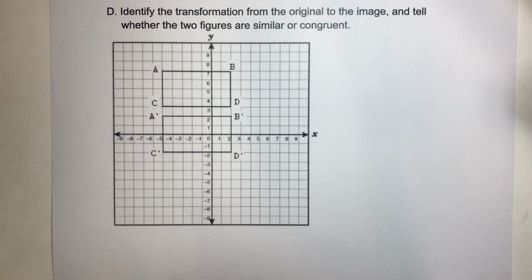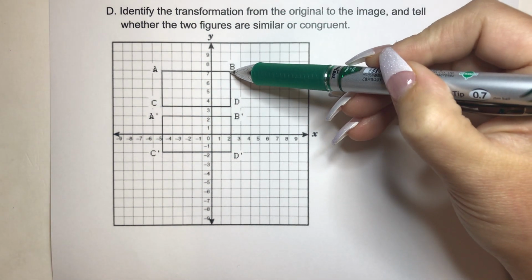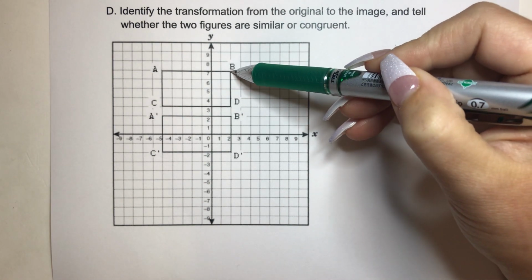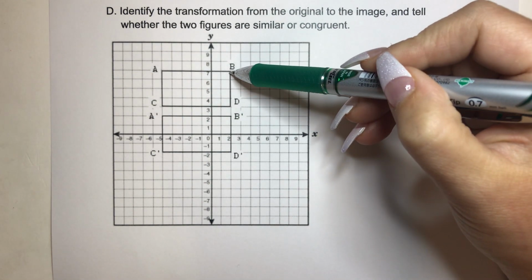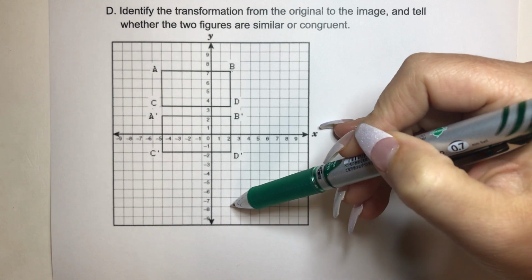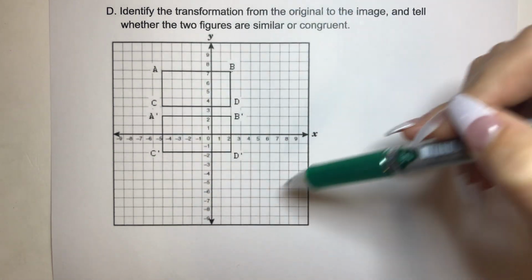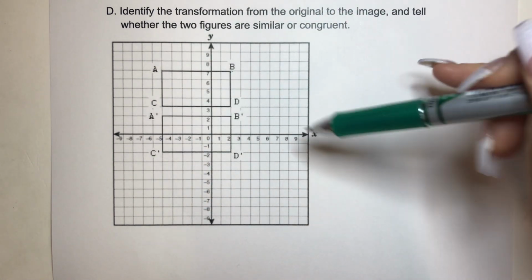So if it was a reflection, right, B, if it was a reflection across the y-axis, B prime would be here. If it was a reflection across the x-axis, B prime would be down there. So I'm going to say that this is not a reflection.